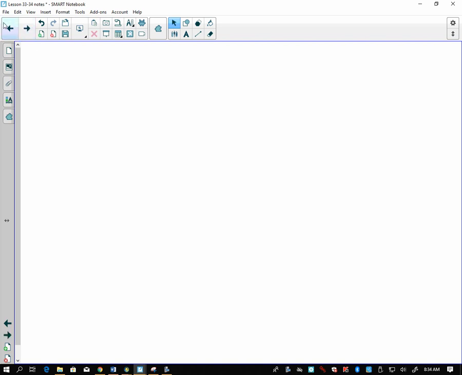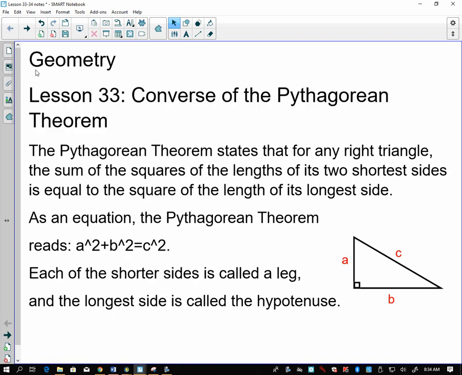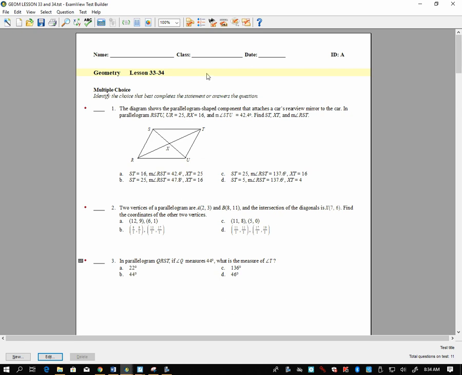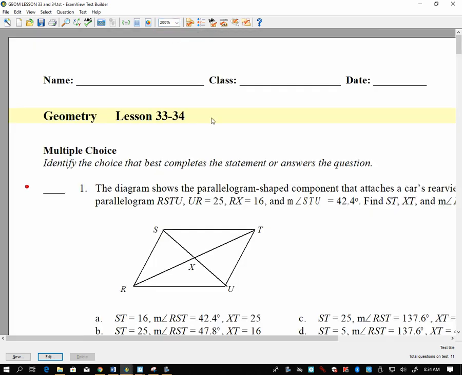All right, that's the end of those notes. Let's see if we can get into some of this here.